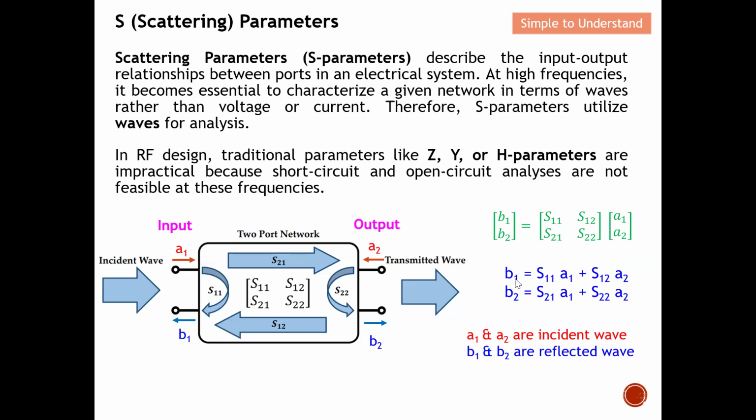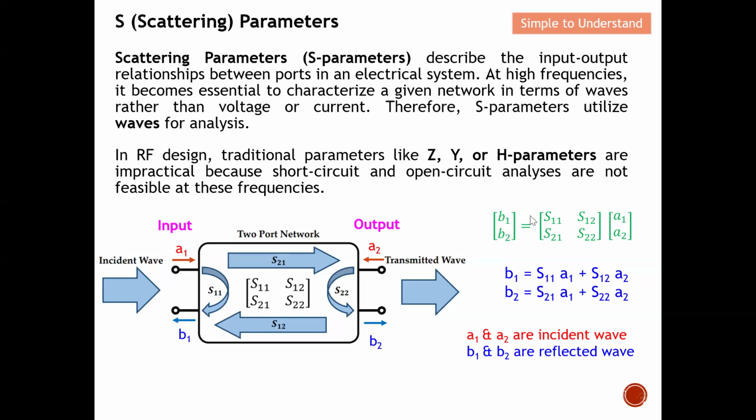But let me go through what B and A actually are. From this diagram, you can see that A1 and A2 are the so-called incident waves. What is an incident wave? Incident wave means the wave goes into the device, as you can see here. Both A1 and A2 go into the two-port network. One stands for input, two stands for output. So A is the incident wave because it goes into the two-port network. B1 and B2 are called the reflected waves because they are leaving the two-port network. Again, one is still the input, two is still the output. So basically this is the fundamental discussion on S parameter.